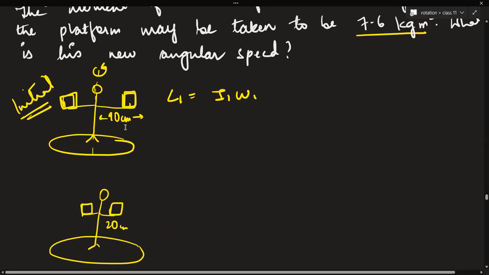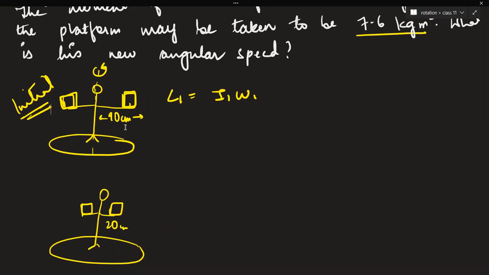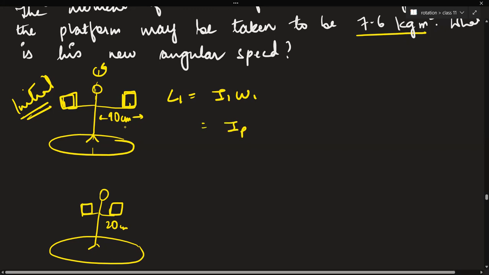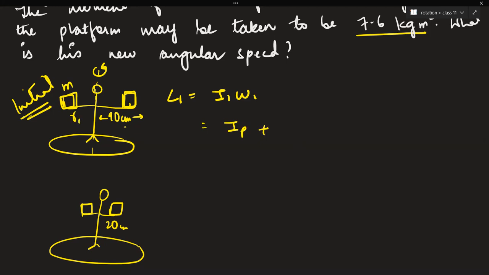What is the moment of inertia of this entire system? It is the moment of inertia of the platform and man combined, as well as the moment of inertia of these masses that are present. So let me write it like this: combined moment of inertia of platform and man, plus, see, if this is M1, this is R, we know the value of mass is given as 5 kg and R1 is given as 90 centimeters. For the time being, we'll substitute it later.